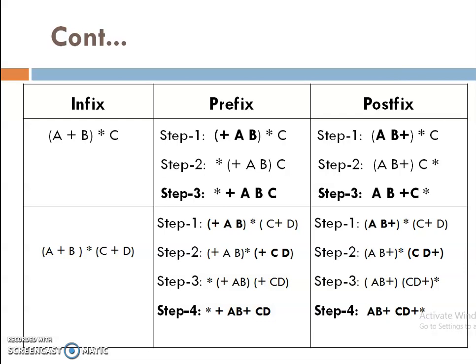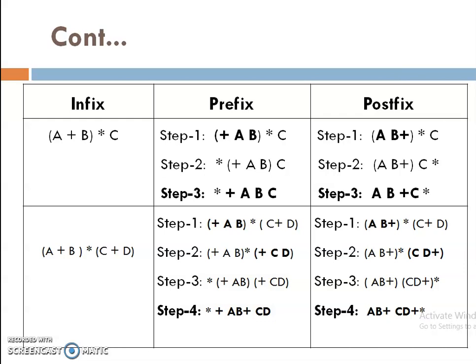Then first solve all types of parentheses, then write step number 1 AB plus, or write the same equation as before. Step number 2, then parentheses, solve the multiplication equation, then we give the result AB plus, then C multiplication. Then step number 3, remove the parentheses, then give the result AB plus C multiplication. Now solve another equation, parentheses A plus B, parentheses complete, multiplication, then parentheses C plus D, parentheses complete.